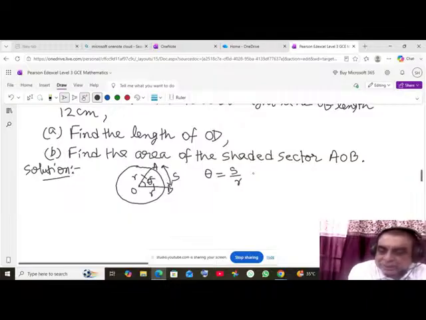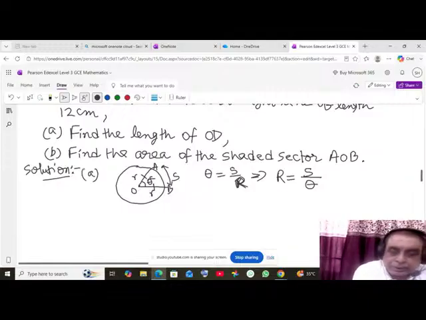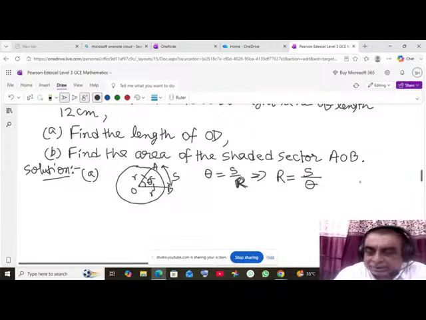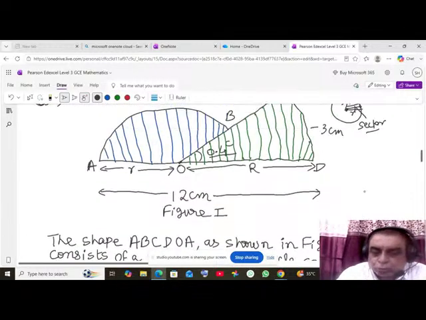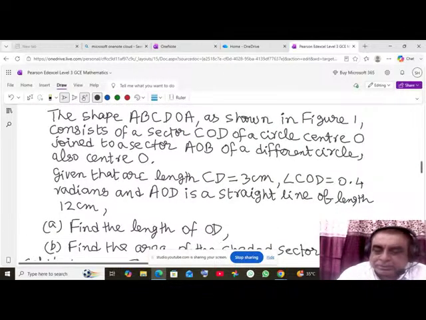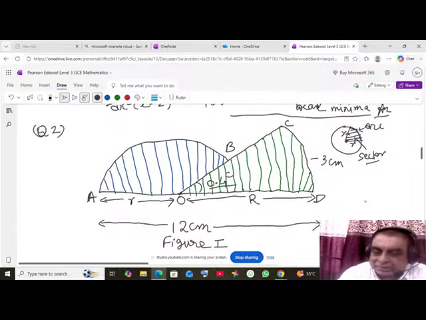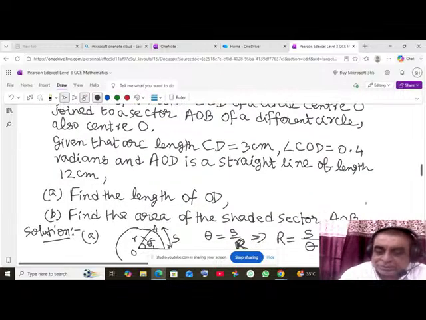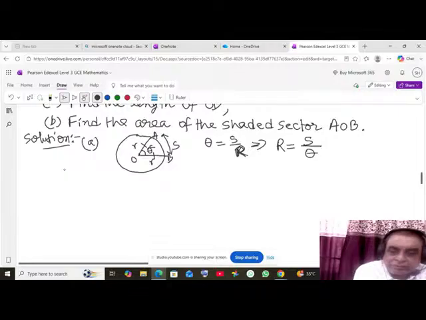So we are asked to find the radius. Here the radius is capital R. So what will be the value of capital R? It will be S divided by theta. This is the A part. We are asked to find AOD, which is the radius of the larger circle. So put the values in the R value.